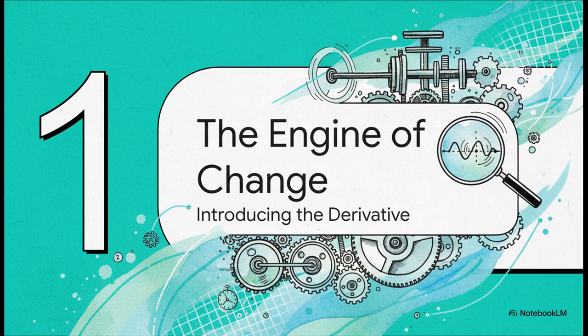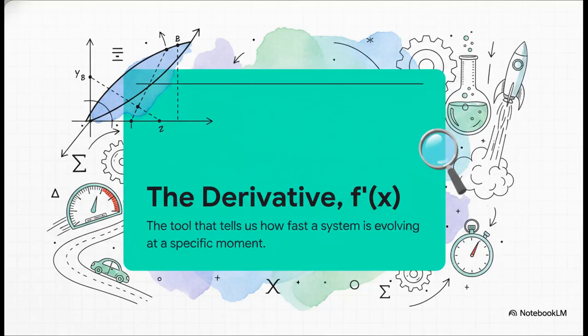It's the tool that lets us zoom in on one single moment in time and measure its rate of change with absolute, perfect precision. And here it is formally. The derivative, which we write as f prime of x, is a function whose entire job, its whole purpose, is to look at another function, like one for volume or position, and tell us its instantaneous rate of change at any single point you want.